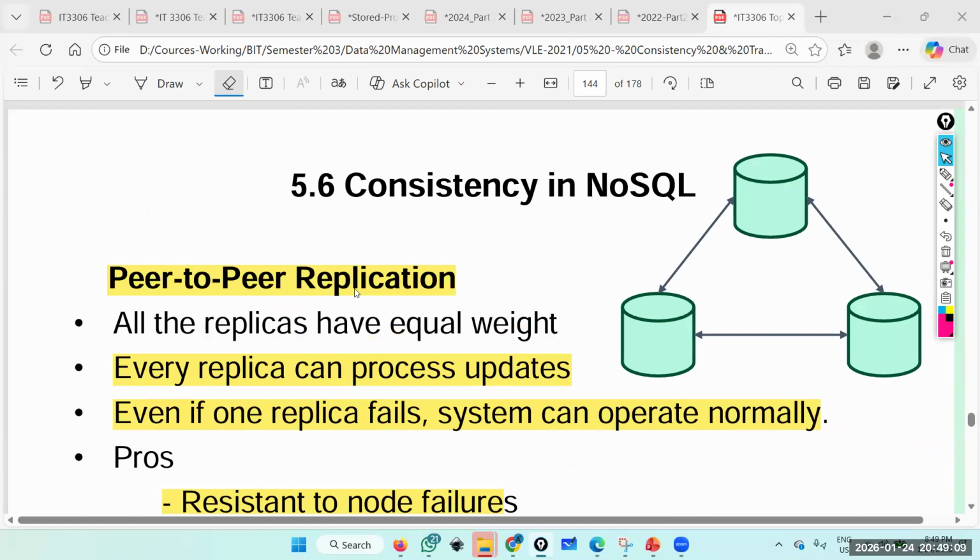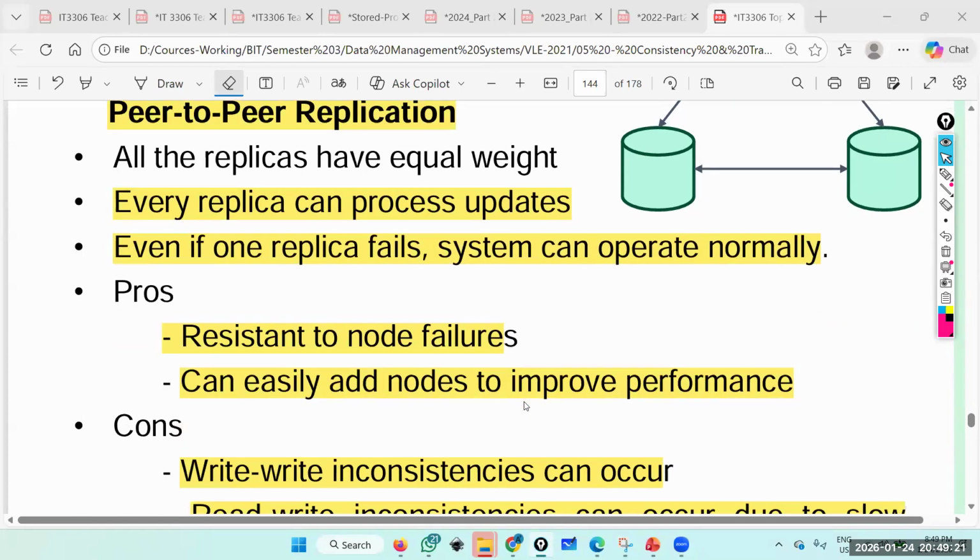Right. Peer-to-peer replication, all the replicas have equal weight. Every replica can process updates. Even if one replica fails, the system can operate normally. Okay.